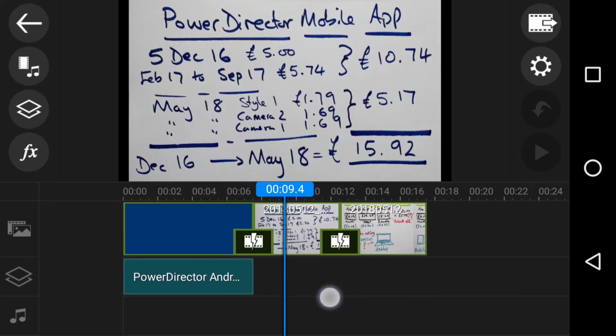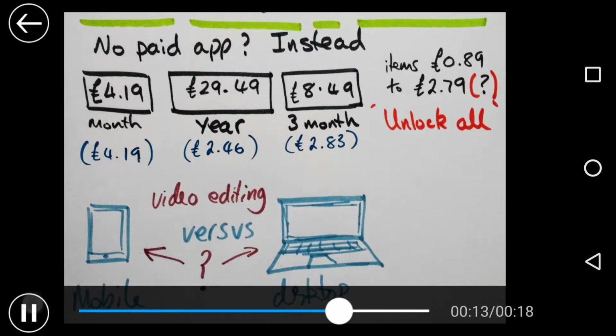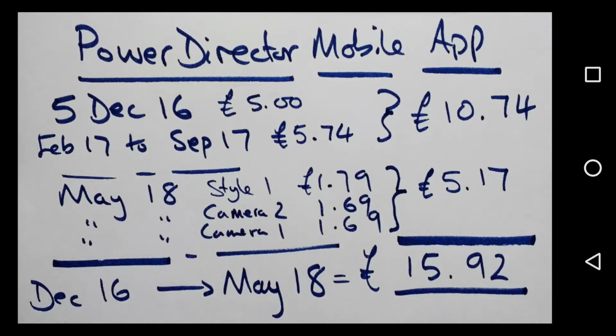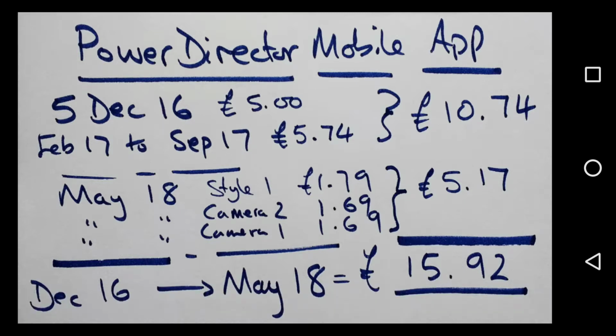I'll tell you what I mean by that, and the easiest way is to have a look at this. What we're talking about here is the PowerDirector mobile app, which when I purchased it was £5. Then from February 17 to September 17, I paid an extra £5.74 for transitions and things like that. On the top right, that is clearly £10.74 in British pounds. Then in May 18, I bought three things at about £1.69 each, which was an extra £5, making the total amount I've paid on this app from December 16 to May 18 £15.92. I own these features and I own the app.